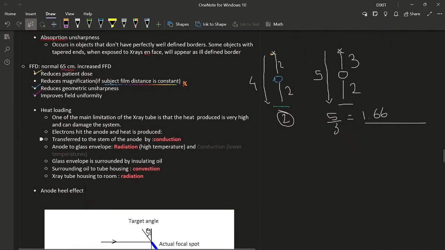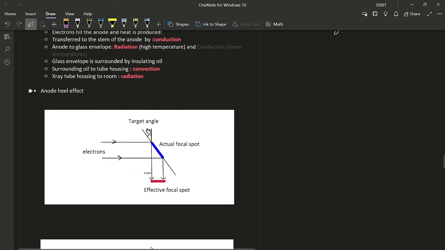Now coming to a little bit complicated part of the lecture, the next topic is the anode heel effect. So imagine a cathode here, and from the cathode electrons are being shot, and this beam of electrons is hitting the anode. The anode is actually angled, and this is the anode. So this beam of electrons hits the angled anode in an area, this blue line, which is known as the actual focal spot.